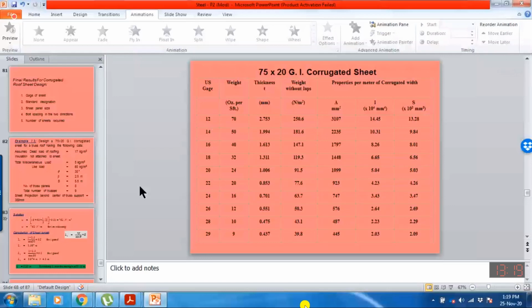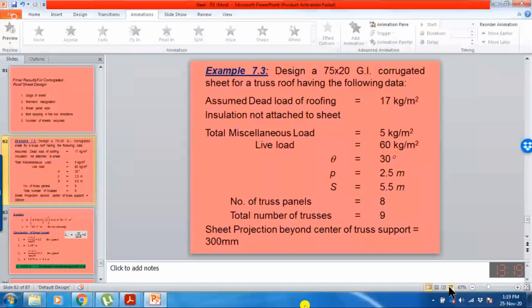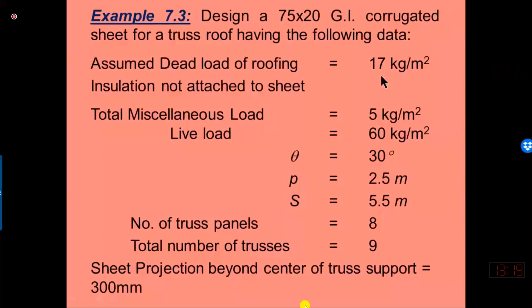So this data is provided to you, but I have already provided you the data for your design classes or design project. So the self weight of the roof sheeting system is given to you already. Here in this example, we are considering 17 kilogram per meter square. If you consider the g value 10, this weight will be around 170 Newton per meter square.